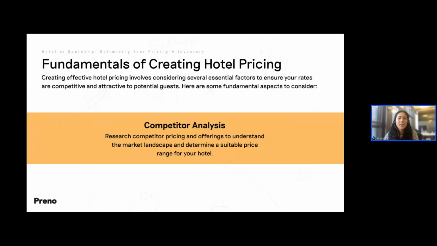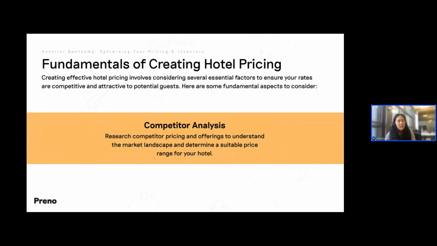So first up, we have competitor analysis. It's really important to know your surroundings. What are your competitors offering at their property? By doing this, it will obviously influence your own pricing strategy. And during this exercise, you will probably identify market gaps and opportunities for yourself.